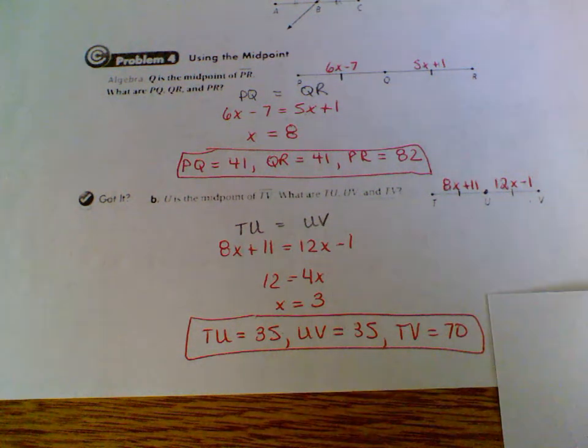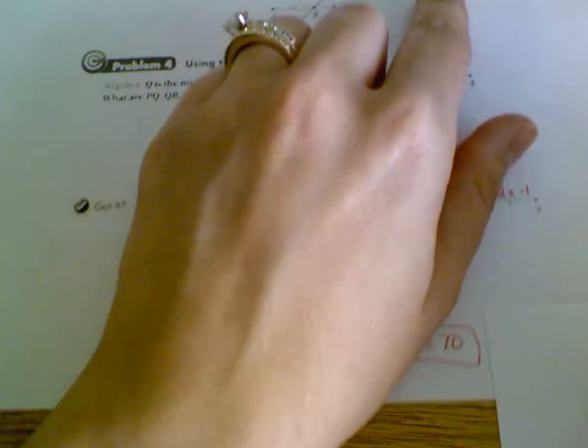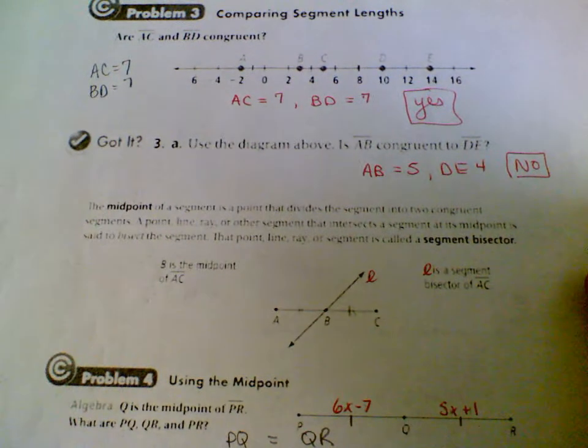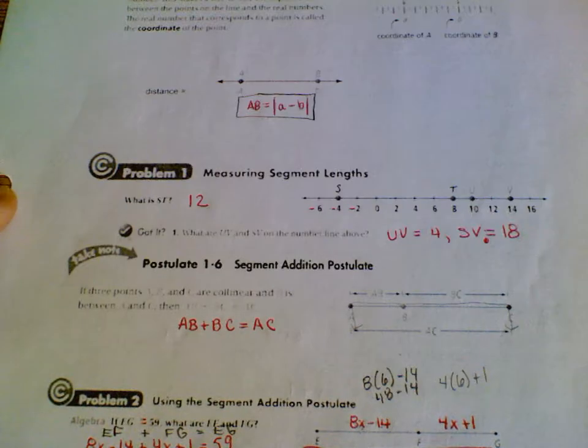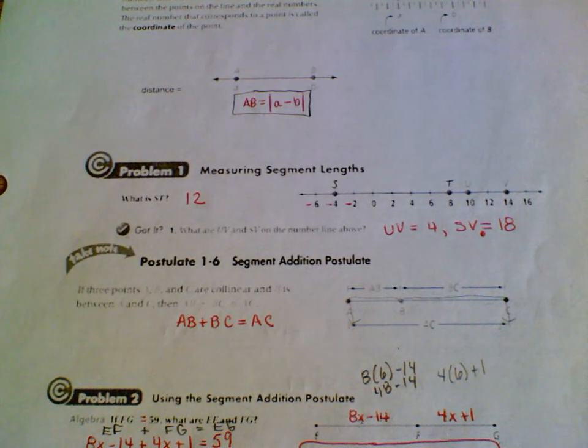So once again, a lot of introductory stuff, but there is jam-packed in here with information that we will continue to use. Congruent, you will hear that word over and over. Midpoint, you'll hear that word over and over. Segment bisector, you'll hear that word over and over. On this side, you will use that segment addition postulate over and over. So even though there's a lot of stuff going on, I need you to closely pay attention and make sure that you know it, because I'm telling you folks, it will not go away.